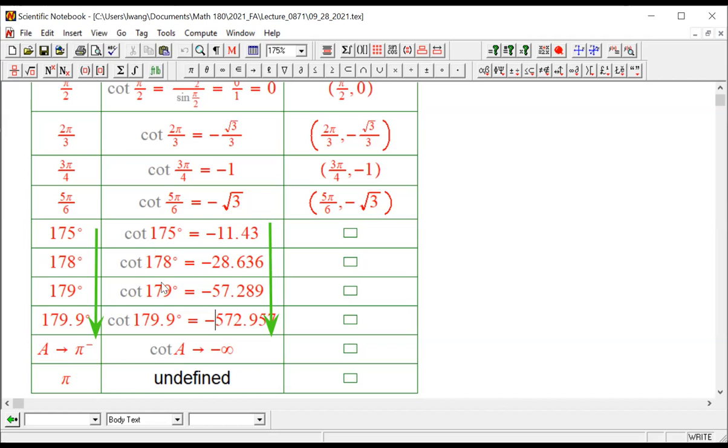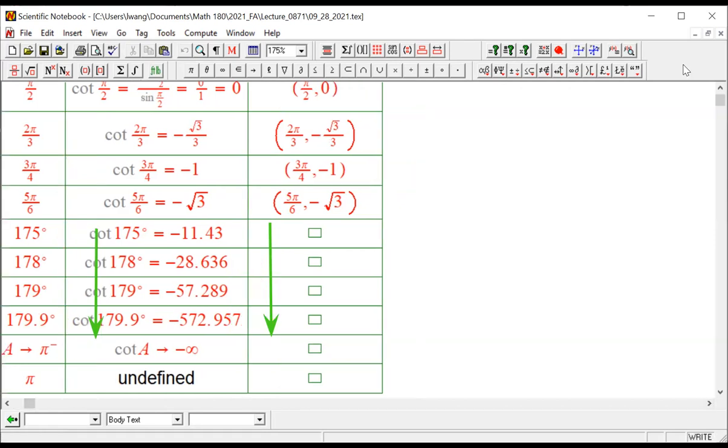Increasing, decreasing, right? This is obviously decreasing, because your angle is getting larger and larger, but your ratio is getting smaller and smaller. So that's a decreasing function on that piece. Okay, so then what?